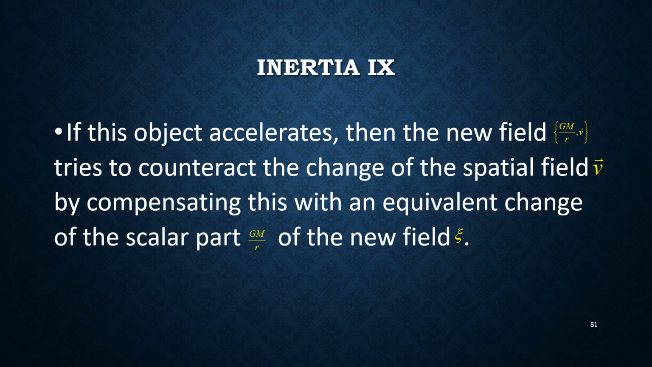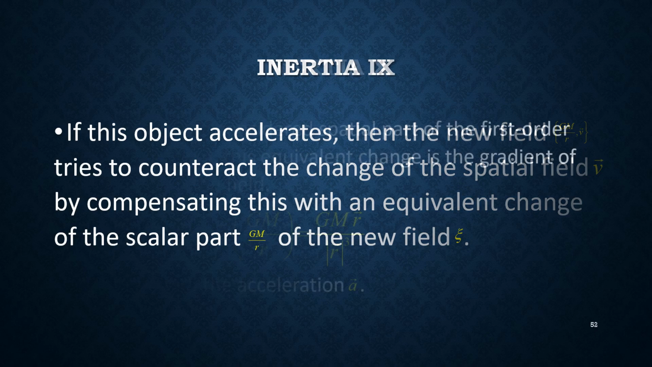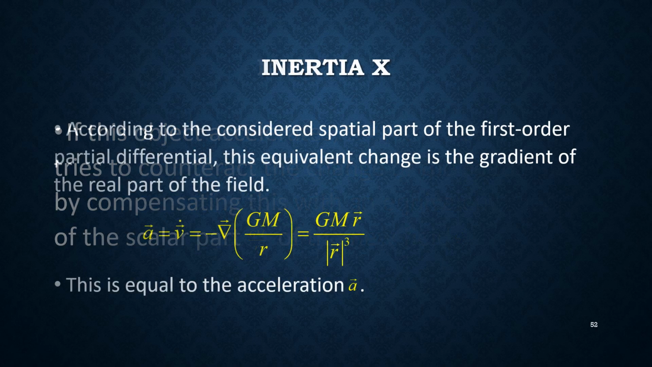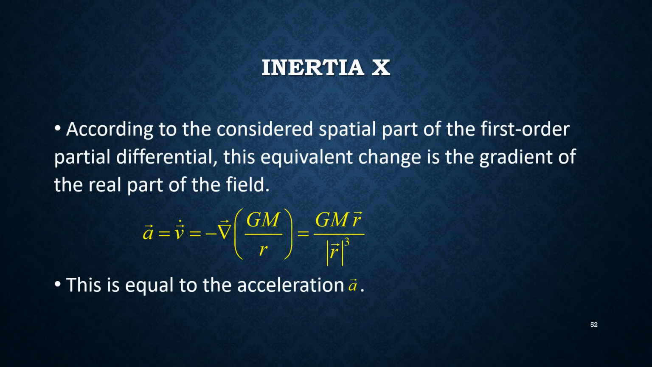If this object accelerates, then the new field tries to counteract the change of the spatial field by compensating this with an equivalent change of the scalar part of the new field. According to the considered spatial part of the first-order partial differential, this equivalent change is the gradient of the real part of the field. This is equal to the acceleration a.